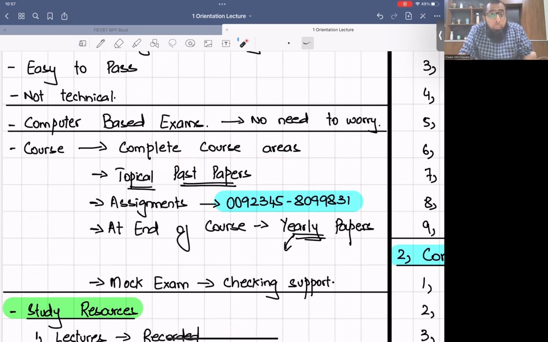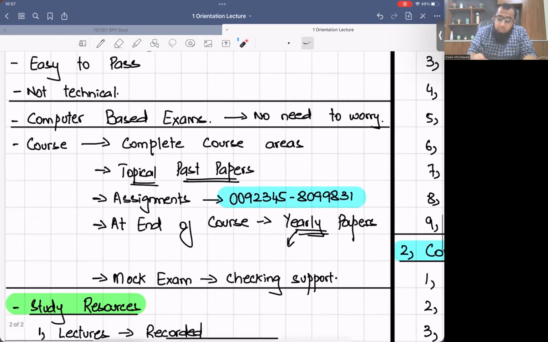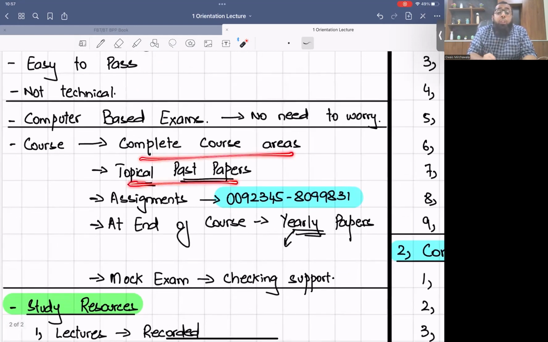We will be covering all the course areas in very much detail with an assumption that students have zero background knowledge. I will go in very much detail. We will cover all the course areas. We will do the topical past papers. We will look at the assignments, each and everything. And then at the end of the course, we will do the yearly past paper sessions.